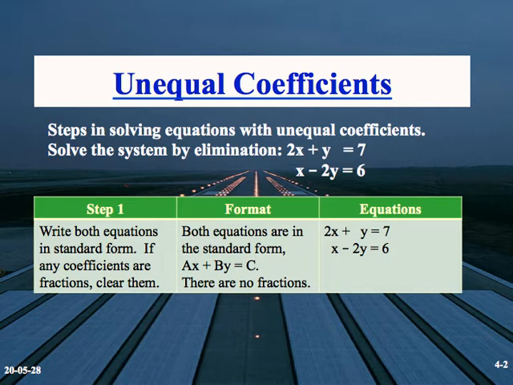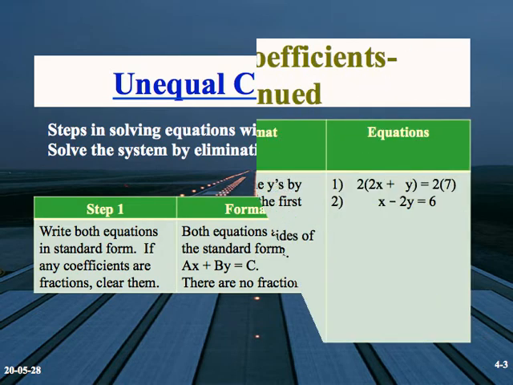So step 1, write both equations in standard form. If any coefficients are fractions, clear them. The format: both equations are in the standard form, ax plus by equals c, and there are no fractions. And your equations again are 2x plus y equals 7 and x minus 2y equals 6.